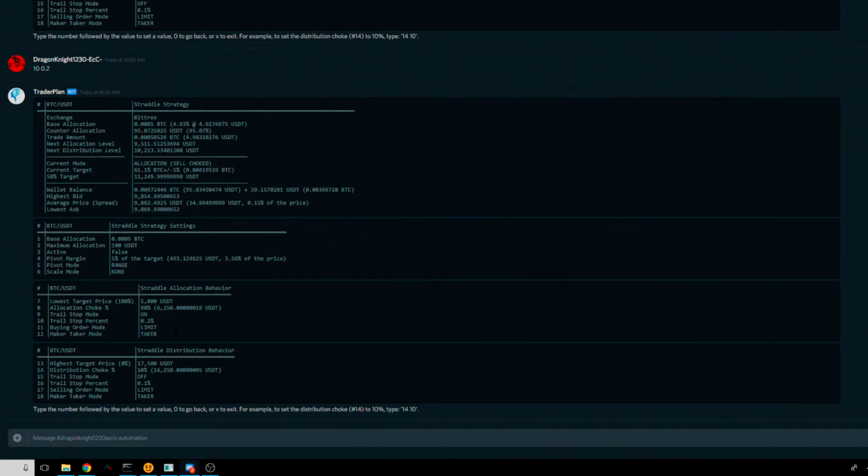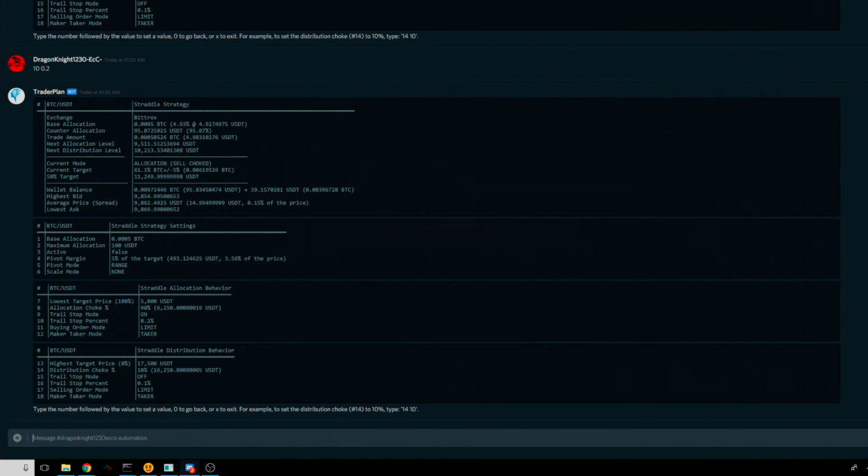So number 12 is maker taker mode. You've got two options here, maker mode or taker mode. For allocation, maker mode will, as the market's going down, make the newest order on the bid side, so it creates a new highest bid to buy. With taker, it would fulfill the lowest sell, if that makes sense. So basically taker will fill an order straight away for you and maker will create a new order.